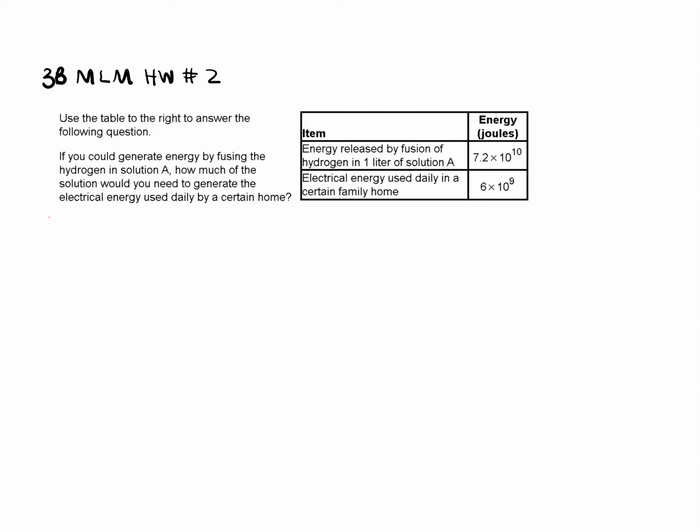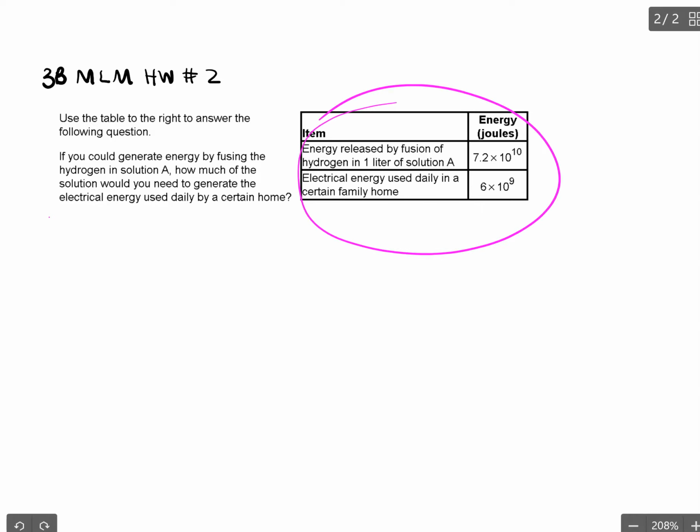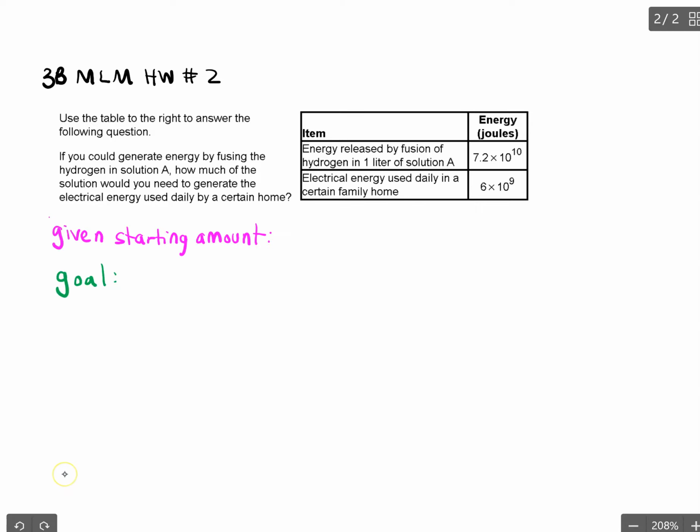We are being asked to use this table to answer the following question. If you could generate energy by fusing the hydrogen in solution A, how much of the solution would you need to generate the electrical energy used daily by a certain home? Okay, so don't go any further until you figure out what is your given starting amount and what is your goal. The starting amount in this one is subtle. The goal is a little bit more obvious.